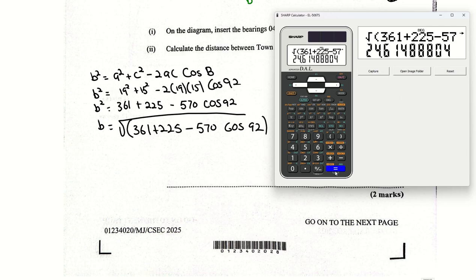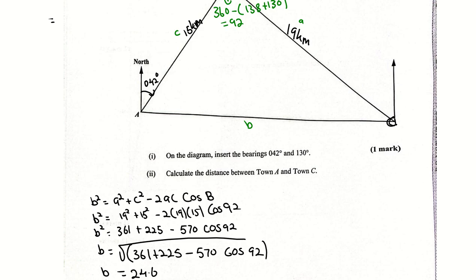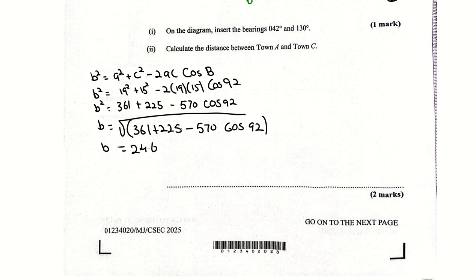You press equal, so your side should be 24.61. Now we'll put it to one decimal place. So side B is equal to 24.6, and we know that this is in kilometers, so this would be kilometers to one decimal place.